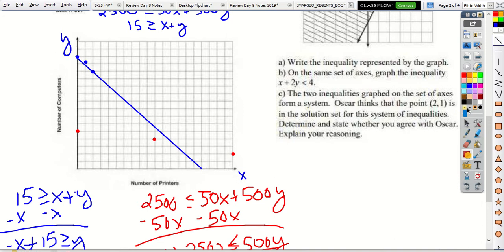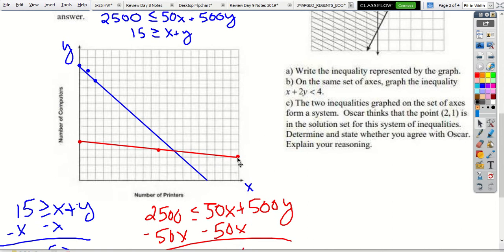Whoa, that's a big line. I went down too far there. There we go. All right. And so there's my two graphs. We want to make sure we label each line since there's two lines on there.